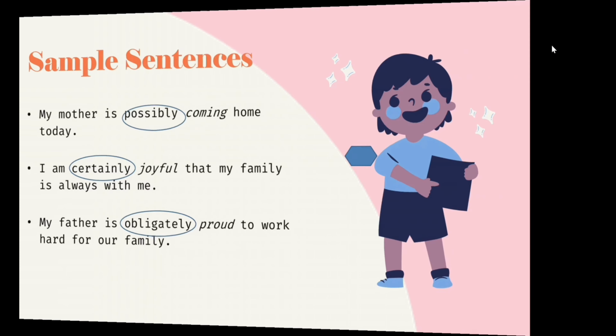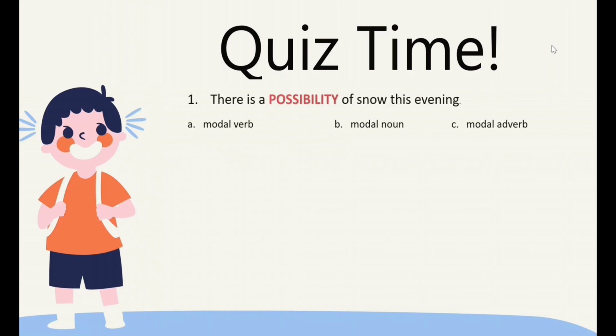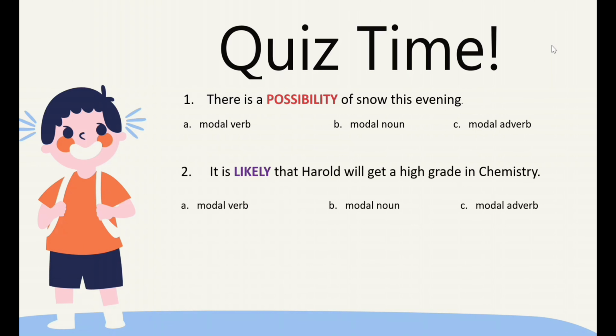Let's proceed to quiz time. Now, I'd like you to try answering this activity by simply selecting the correct answer. You may answer verbally or you may write down your answers, okay? Okay, for number 1. There's a possibility of snow this evening. Number 2. It is likely that Harold will get a high grade in chemistry.